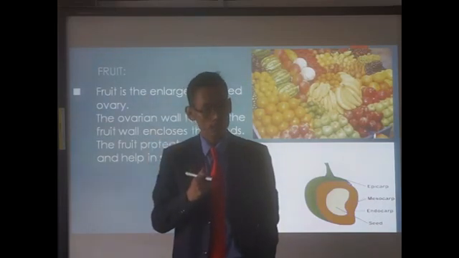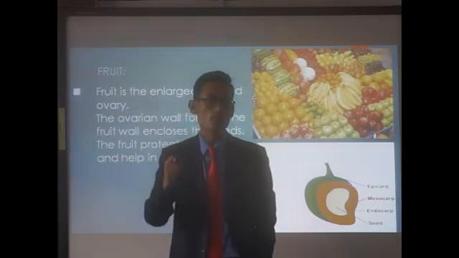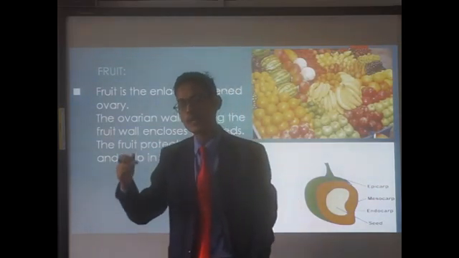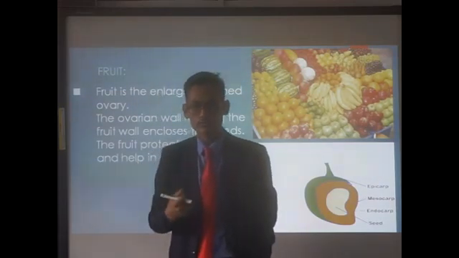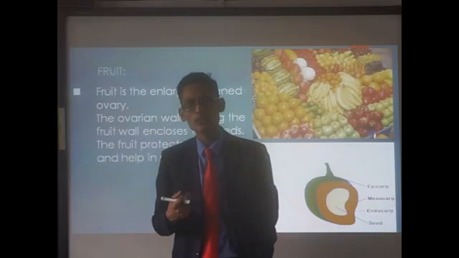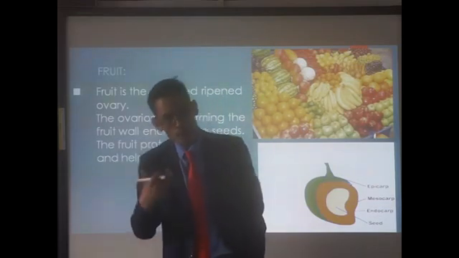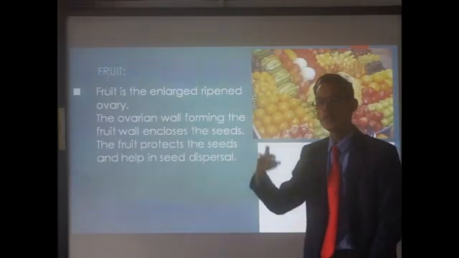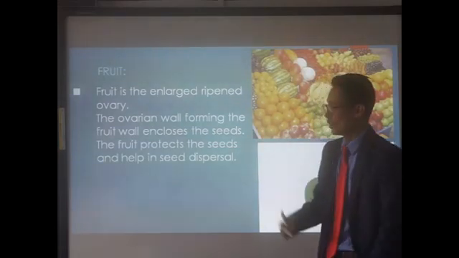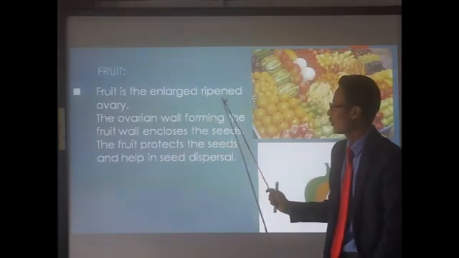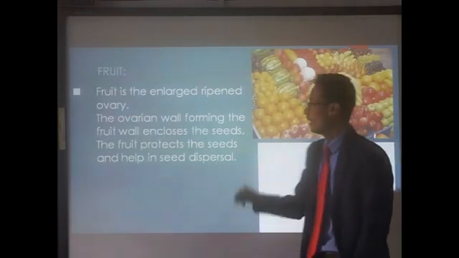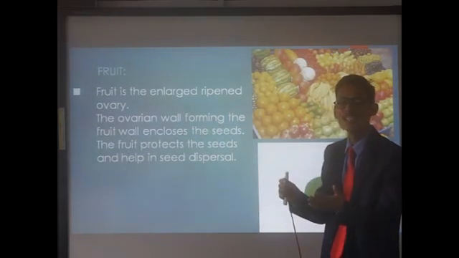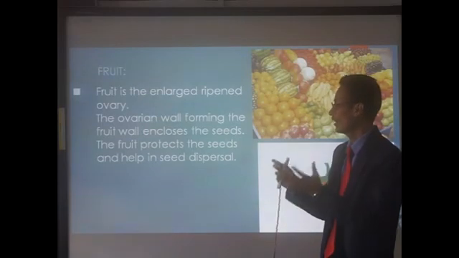Post-fertilization changes in a flower. Under this topic, we have learned that after fertilization, the ovule will change into a seed and the ovary into fruit. Keep this in your mind. So what is a fruit? Fruit is actually a ripened ovary. After fertilization, the ovary will change into a fruit. So fruit is the enlarged ripened ovary. Clear? And the ovarian wall forming the fruit wall encloses the seed. So inside the fruit wall we will find the seeds.